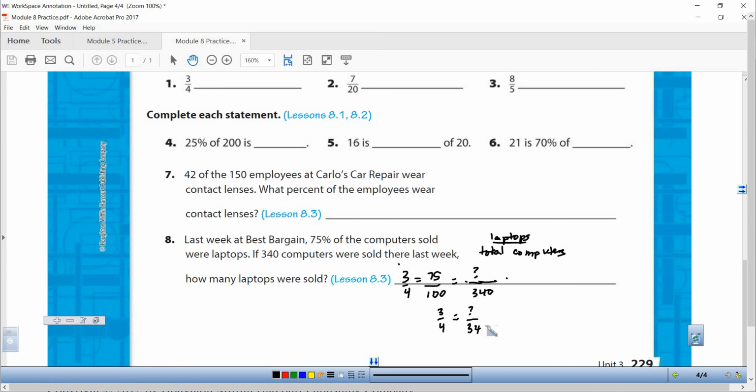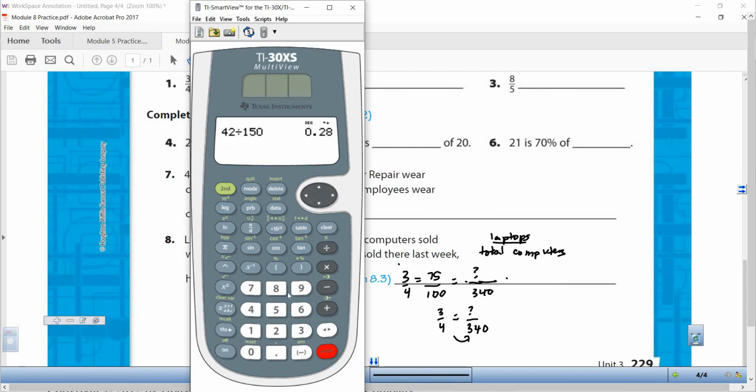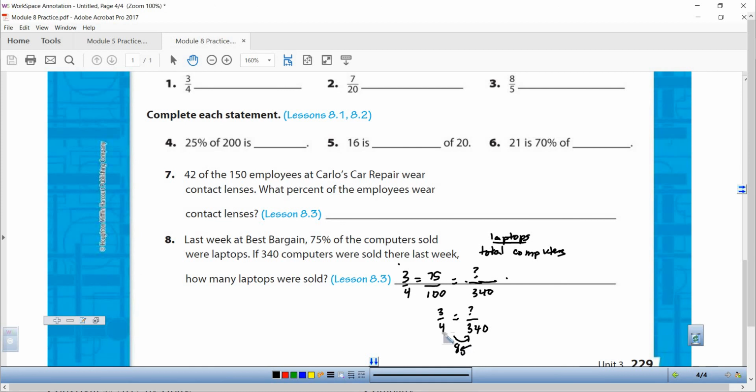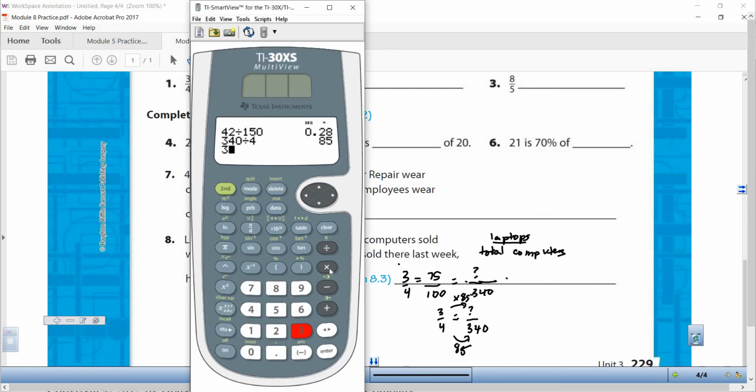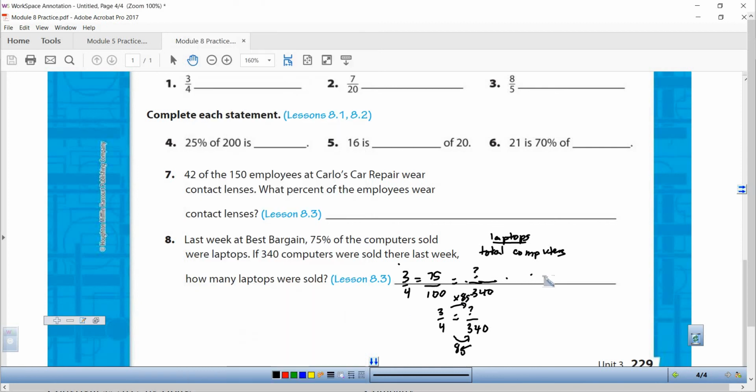So now the question is, how many times does 4 go into 340? If I take my calculator and divide 340 by 4, it tells me 85. That's 85 times bigger, so that has to be 85 times bigger. So if I now do 3 times 85, what do I get? I get 255. So 255 laptops were sold.